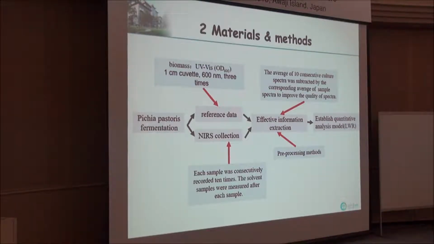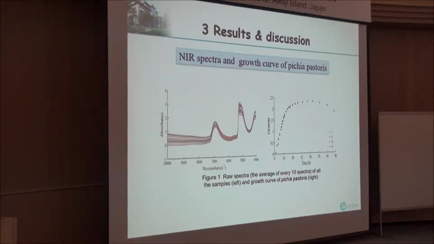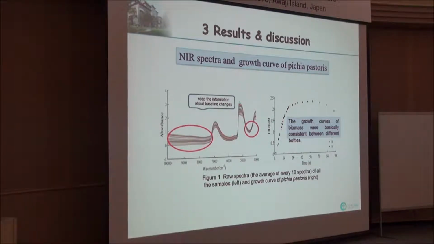Yeast were cultured in 4 bottles for 96 hours. Sampling was carried out at 25 time points. The reference values were measured at 600 nanometers. Subtracted spectra were used to improve the quality of spectra. This is the raw spectra and growth curves. The two regions keep the information about baseline changes. The growth curves of biomass were basically consistent between different bottles.